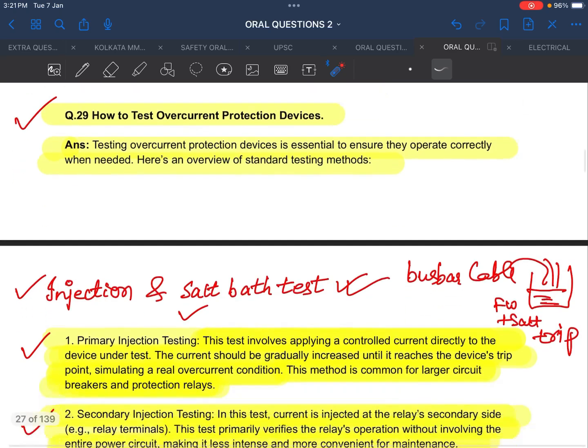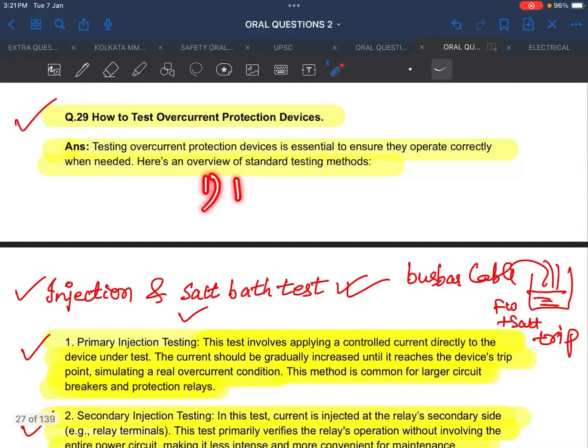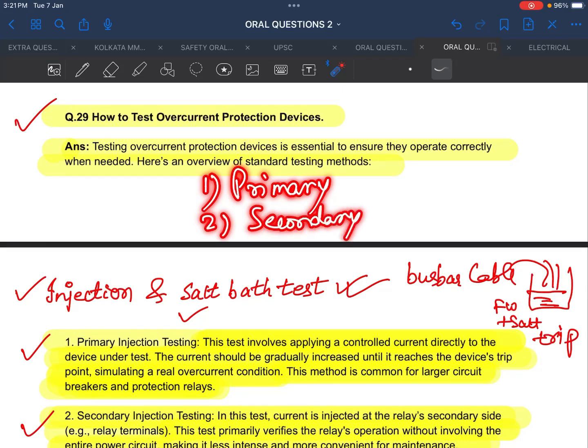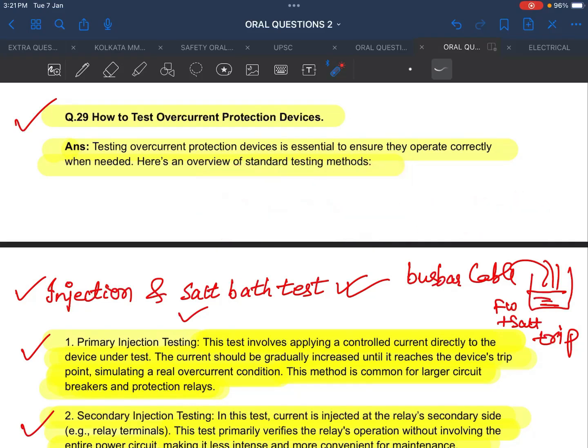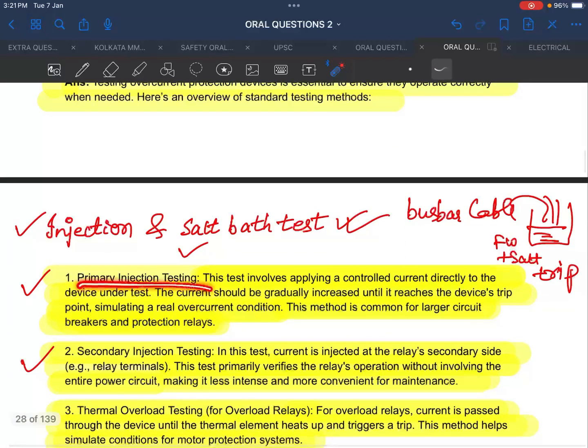So how are we testing? We are testing by two methods. First is the primary method and another is the secondary method. The primary method is the easy one, because we can test it without any help, but the secondary method is basically done in the dry dock. The service engineer comes for the ACB calibration, and they are injecting. I will tell you now. First I will explain the primary injection method.